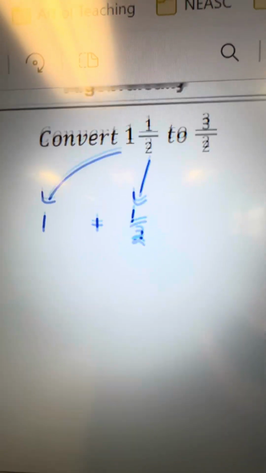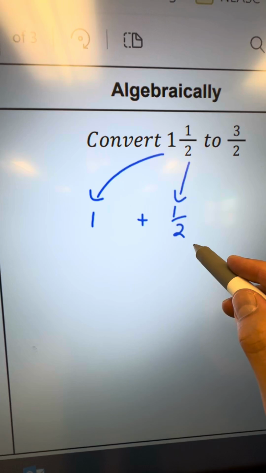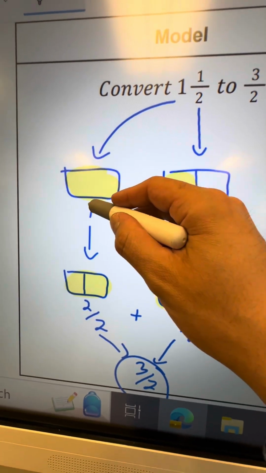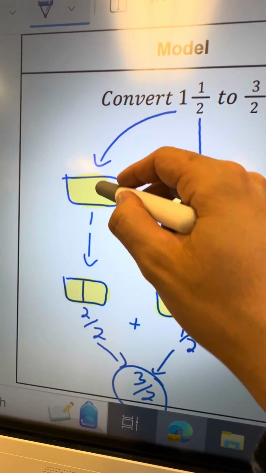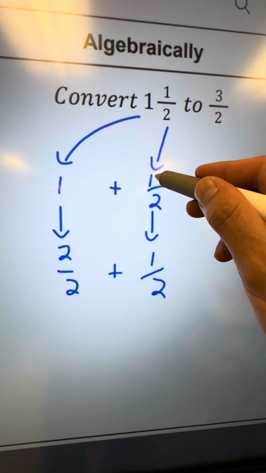And then for the algebraic portion, all you have to do is eliminate the pictures and then bring down just the numbers. So 1.5 is the same as 1 plus 1 half. And then remember, the 1 rectangle is the same thing. So 1 whole is the same as 2 halves. I bring down my other half.